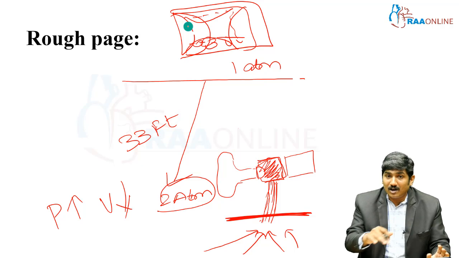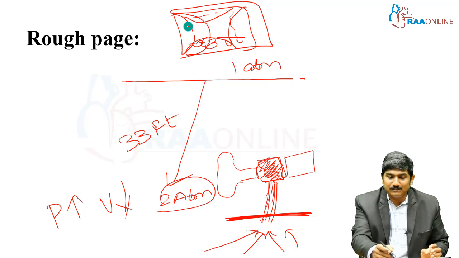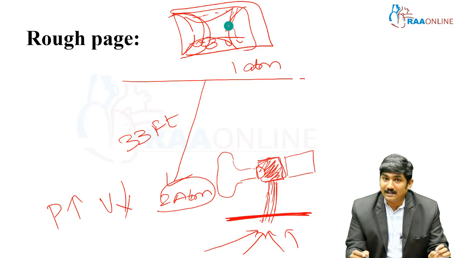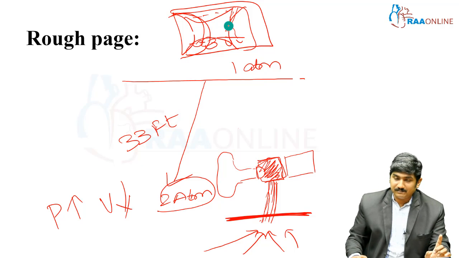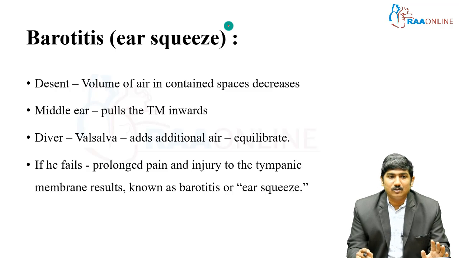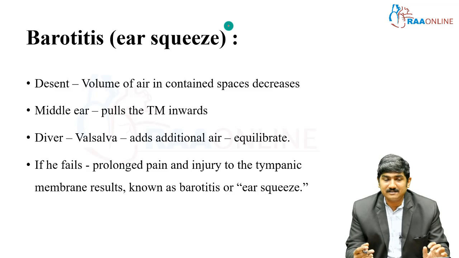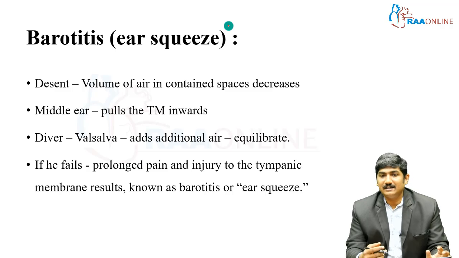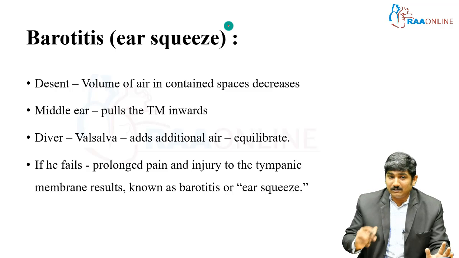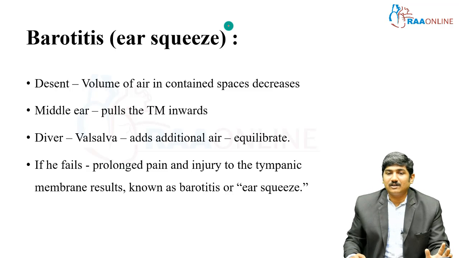If the eustachian tube is blocked, then the sucking effect is very severe, so the tympanic membrane is going to be sucked inwards, and all the mucous surface is going to get ruptured. The facial nerve passes through the middle ear cavity, remember that. So even that can get damaged. So, barotitis: on descent, the volume of air in the contained space decreases, so the middle ear pulls the tympanic membrane inwards. What the diver does is the Valsalva. Additional air will enter, and he gets equilibrated. If he fails, prolonged pain and injury to the tympanic membrane results, and this results in barotitis or ear squeeze.